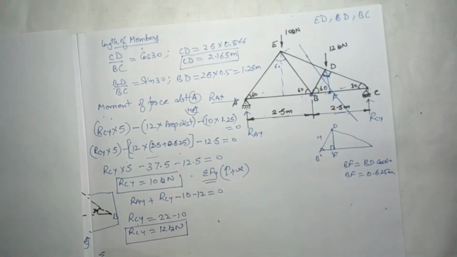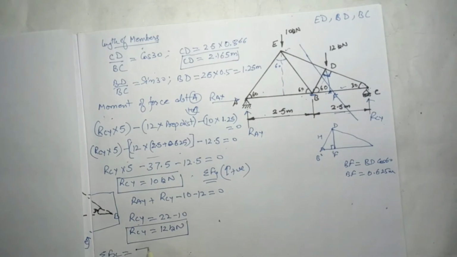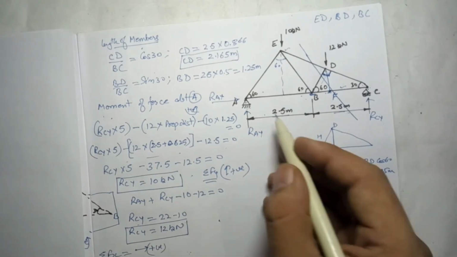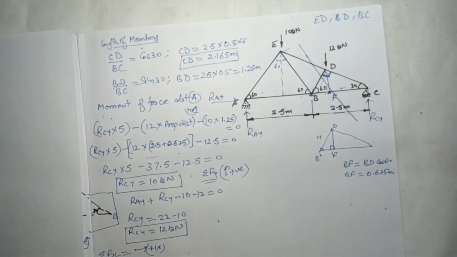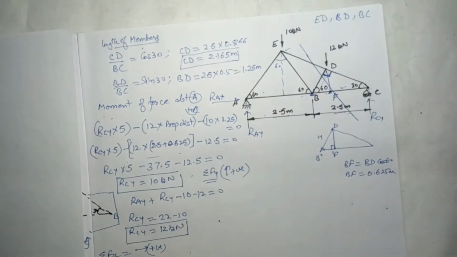Now if I apply the force balance in x direction, let's say right side I have taken positive. Only RAX is the force which is coming to the right side, no other force in the horizontal direction. So I can say RAX is equal to 0.